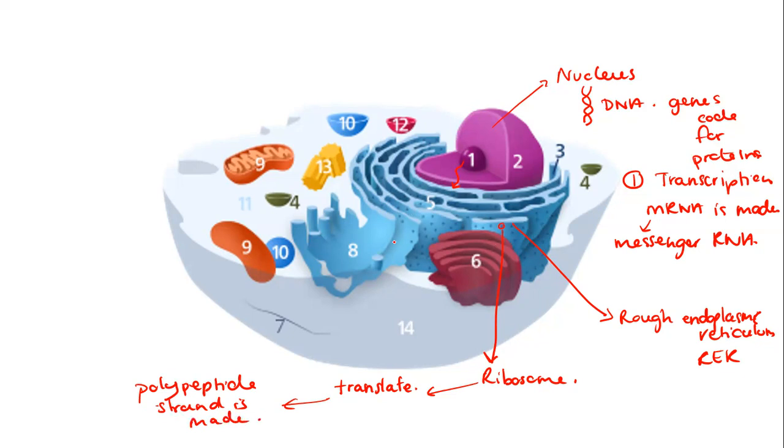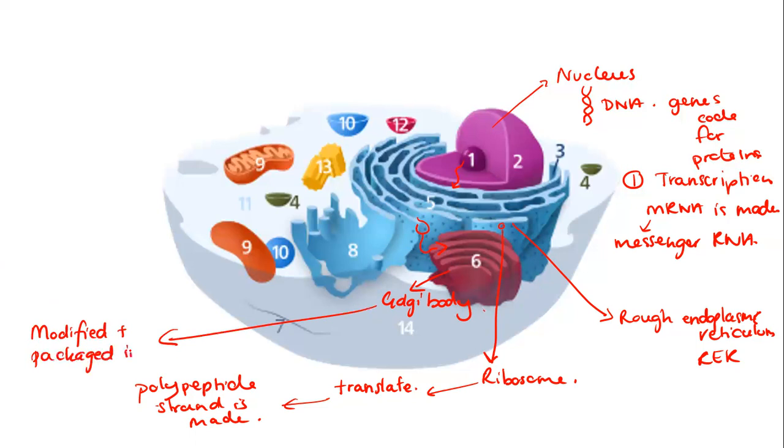Once that polypeptide has been made, it then is packaged into a vesicle which buds off of the membrane of our rough endoplasmic reticulum and is then transported to this organelle called the Golgi body or apparatus. What happens at the Golgi body is the polypeptide sequence is modified and packaged into another vesicle.